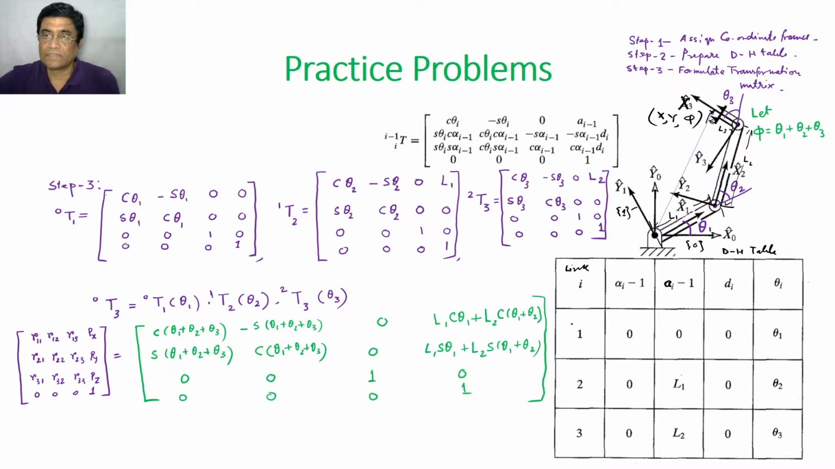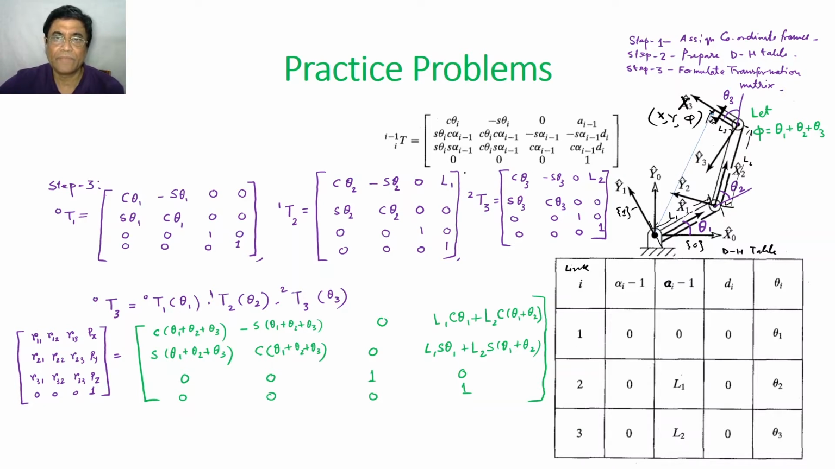Then you come to link 2, and alpha again is 0. There is no twist because all the z axes are parallel, so the twist angle is 0. And what is the common normal length? L1. And what is the distance between two successive common normals? It is 0, and there is theta 2. Similarly, for this coordinate frame, theta 3, alpha again 0 because all z's are parallel. And what is the link length? L2, d is 0, and this is theta 3. It's a very simple planar manipulator.